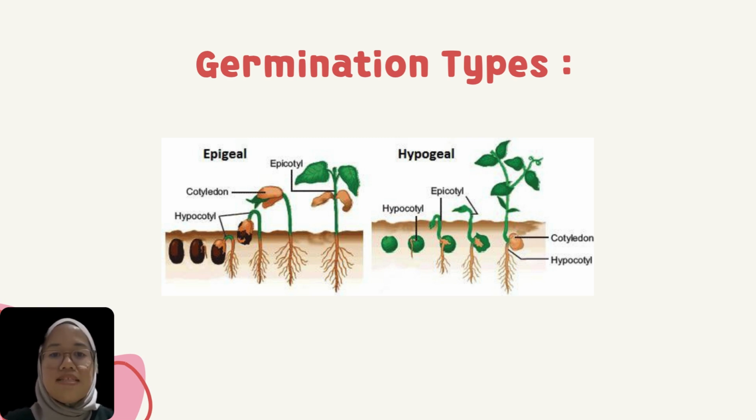Next is hypogeal germination, right side. The cotyledons stay underground. Only the epicotyl, the upper part of the shoot, grows above the soil. For example, pea plants and maize. Cotyledons remain below the soil and do not photosynthesize. Epicotyl grows to bring the leaf above ground, and hypocotyl doesn't elongate much.